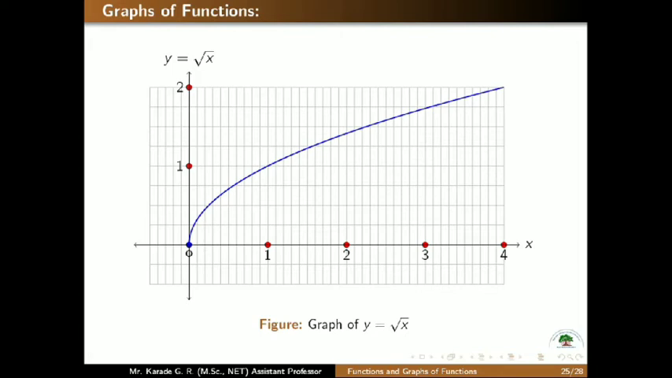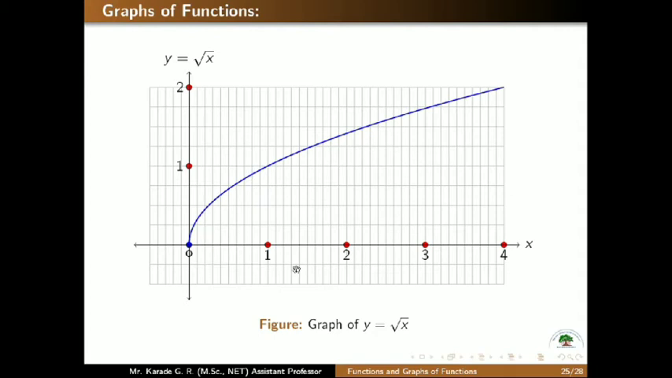Now see the graph of y equal to the positive square root of x. If we take the square root of x normally, it has two values, therefore it will not become a function. If we take only the positive square root of x, then it becomes a function, and the graph of that function is like this. It is defined only for positive real numbers and 0. So the graph of that function lies in the first quadrant.